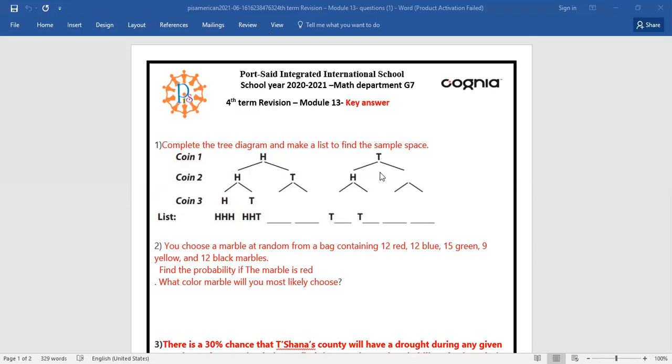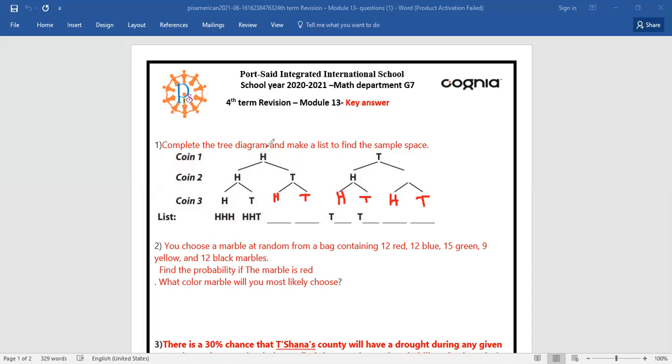On this sheet, we want to know how to complete this tree diagram and fill the spaces. We put H and T, and after that we put H and T again on each branch, and by the end we are looking for the list.